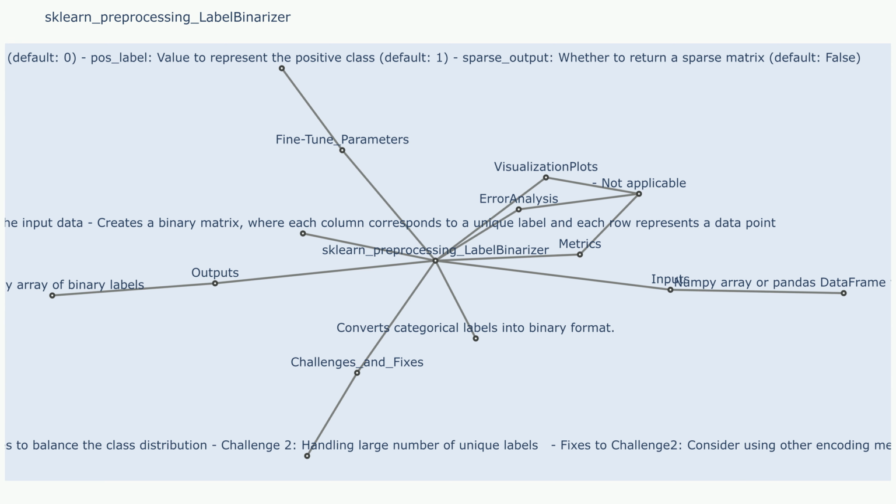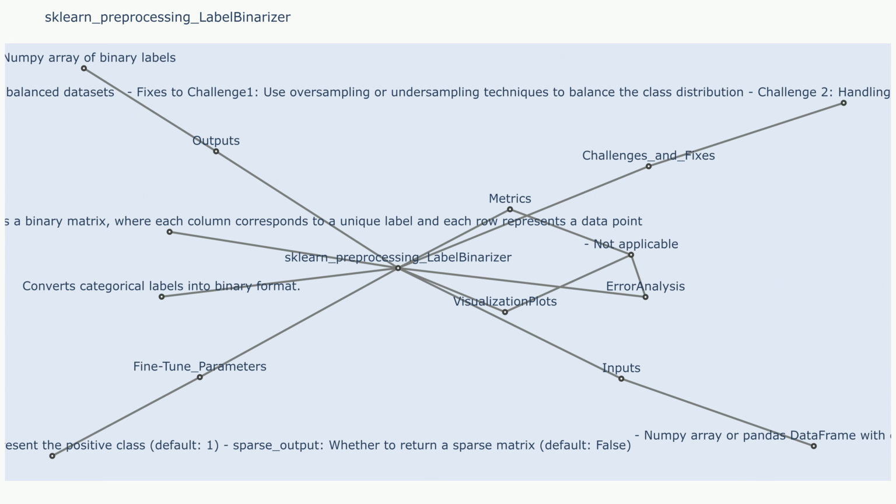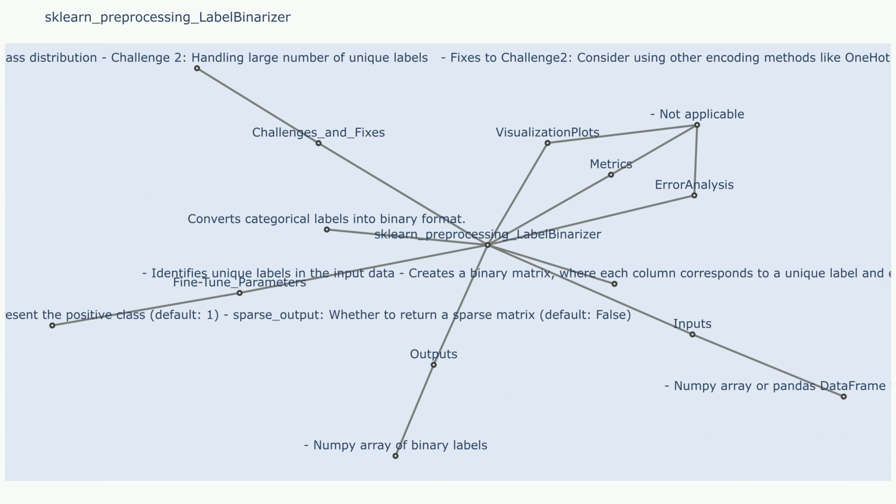Fine-tune parameters. Parameter 1: neg_label specifies the value to use for negative labels. Default 0. Parameter 2: pos_label specifies the value to use for positive labels. Default 1. Uncertainty methods. Uncertainty method 1: None. LabelBinarizer does not incorporate uncertainty measures as it primarily focuses on deterministic encoding. Uncertainty method 2: None. Challenges and fixes.